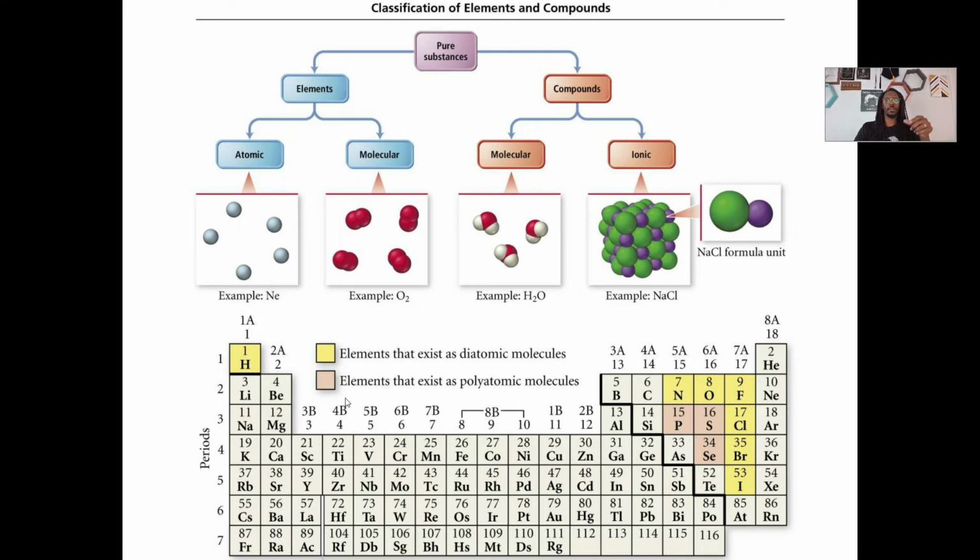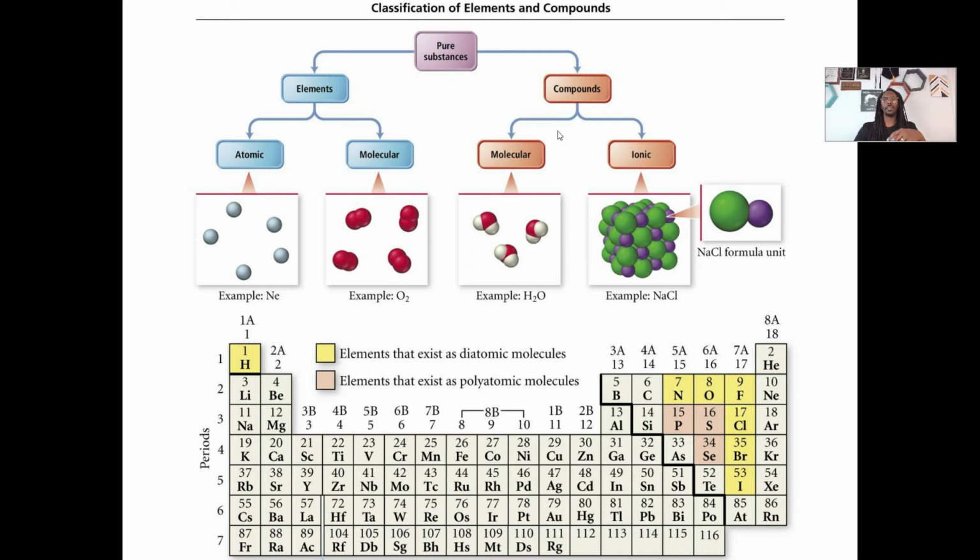Okay? And we also have other elements that can exist as polyatomic molecules. So this is basically where they exist as three or four atoms combined together. A good example of that is phosphorus. Phosphorus actually has four atoms put together. They only exist as P4. Sulfur, selenium, these are examples of polyatomic molecules. Everything else can exist as a single atom, as we mentioned with neon here.